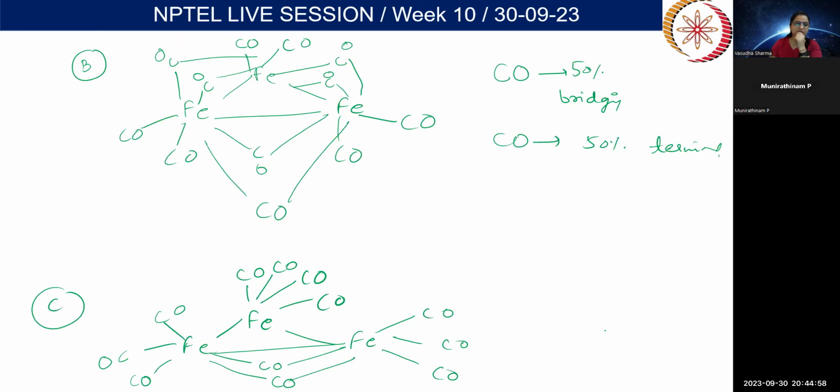Now talk about B. Here the three irons have two terminal and two bridging carbonyls. How many different types of iron are there? Only one type of iron is present because all are in the same environment. We get only one type, only one Mossbauer signal. Right. So what about C?